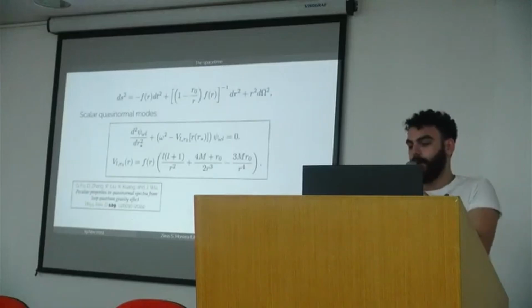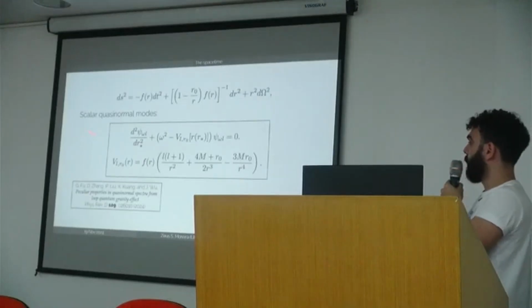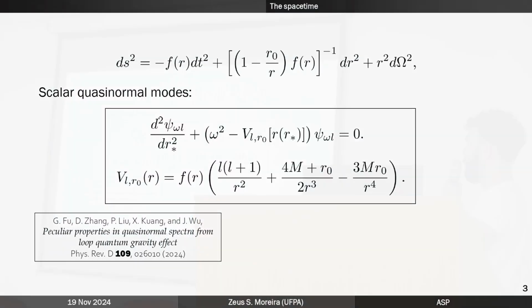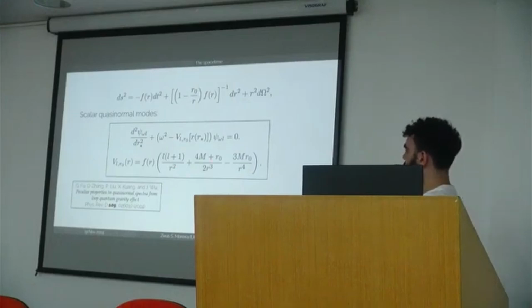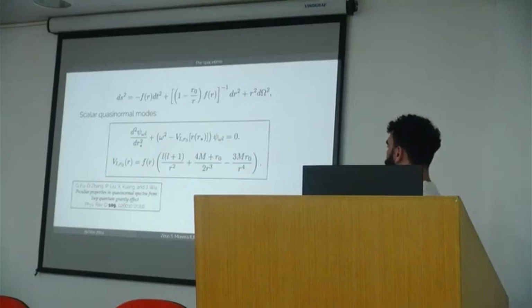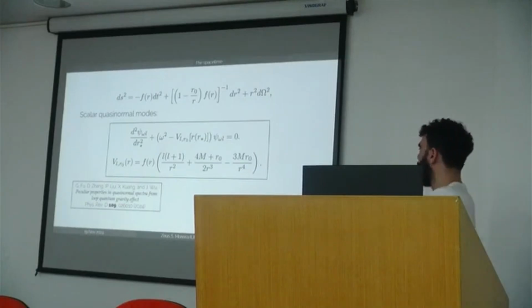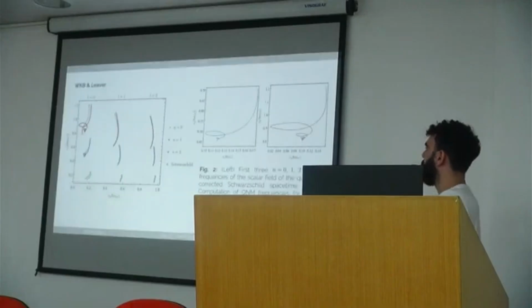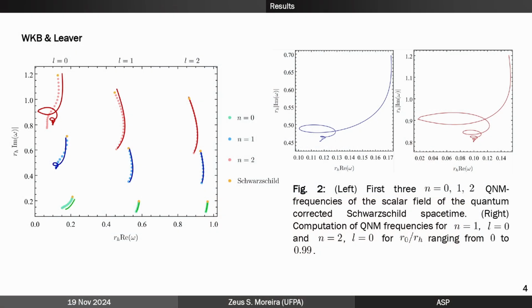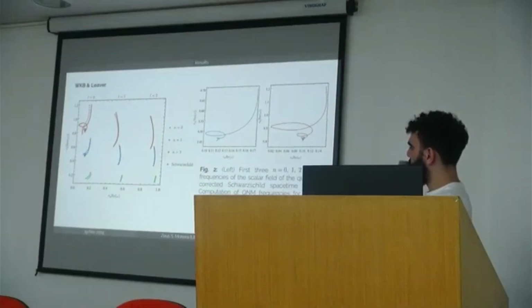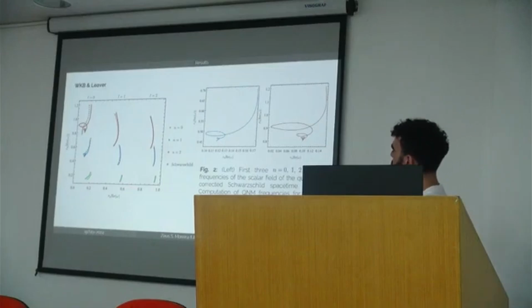Okay, in the work we calculated the scalar quasi-normal modes of the spacetime. Basically, we have to solve this equation for this potential, and there are also some results in this paper. If you want to have a look, I'm putting here the reference. So I will show our results. Here in this panel I'm showing the complex plane, and here we have the real parts of the frequency, and here is the absolute value of the frequency.